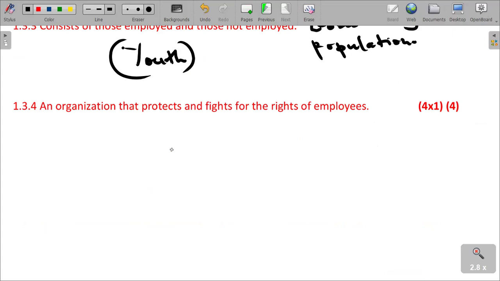An organization that protects and fights for the rights of employees. What is that organization? It is called a labor or trade union. It's an organization that protects and fights for the rights of employees, representing employees.